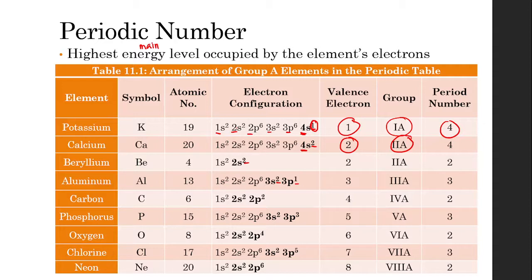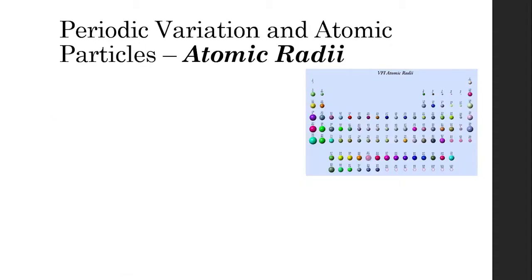Okay, simple enough. Now let's go and discuss some various trends that we can see in the periodic table of elements, beginning with what we call the atomic radii. When we talk about atomic radii, you can just basically think of it as the size of the atom. If you imagine the atom as a sphere, the radius is basically half of the diameter of the sphere. So atomic radii is basically the size of the atom.